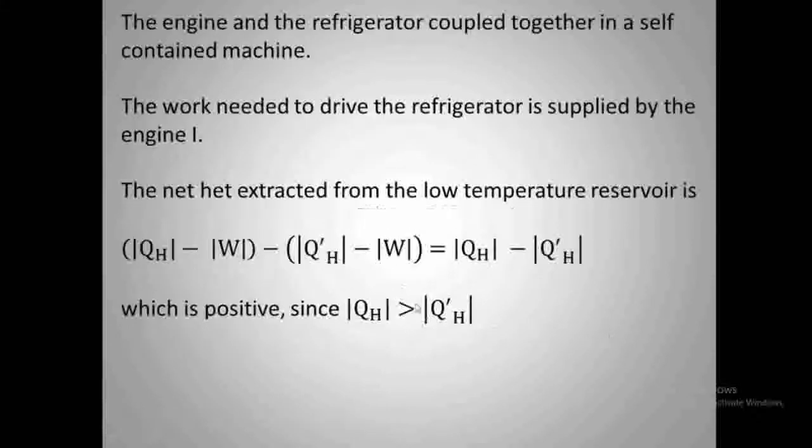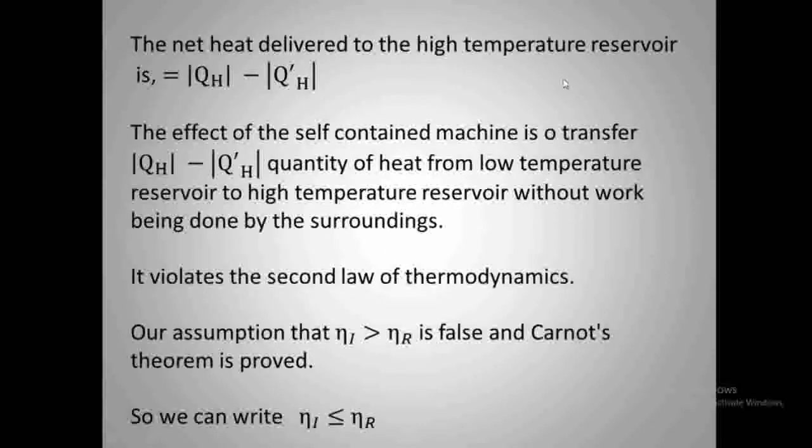Then what is the matter here? The net heat extracted from the low temperature reservoir is QH minus Q dash H, and the net heat delivered to the high temperature reservoir is also QH minus Q dash H. And the effect of the self-contained machine is to transfer QH minus Q dash H quantity of heat from the low temperature reservoir to the high temperature reservoir without work being done by the surroundings. If work is there, then the net heat delivered to the high temperature reservoir will be QH minus Q dash H plus some quantity of work.